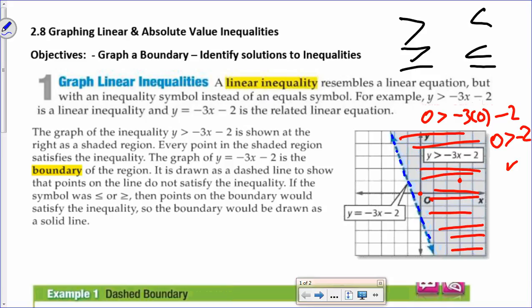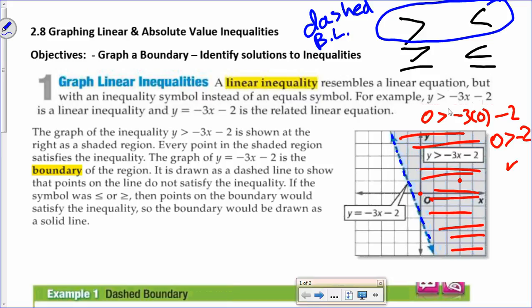If the symbol was less than or equal to or greater than or equal to, then the points on the boundary would satisfy the inequality, so it would be drawn as a solid line. So for our less than and greater than inequalities, these will be dashed boundary lines. And for greater than or equal to or less than or equal to, these will be solid boundary lines, because the points on the line actually satisfy the inequality.